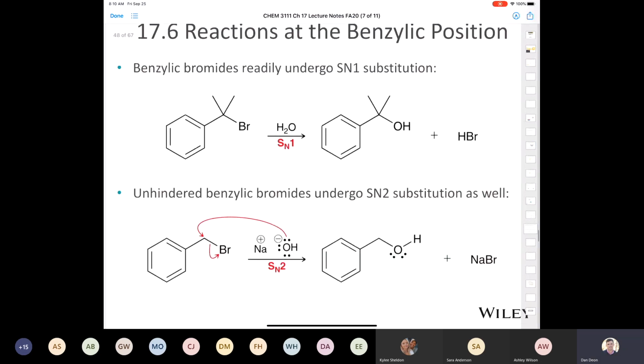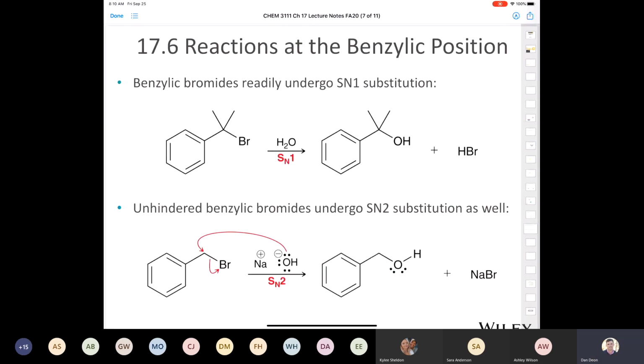We're just going to run over some reactions, and these are reactions that you know. This is more a chance to jog your memory about some things that you've learned along the way. It says here that a tertiary benzylic bromide can readily undergo SN1 substitution.